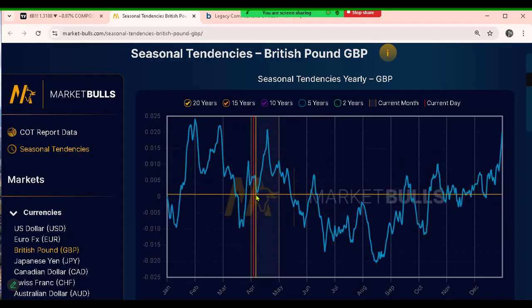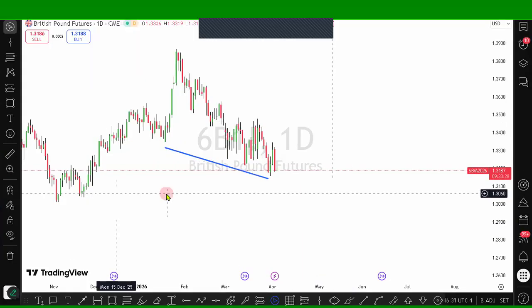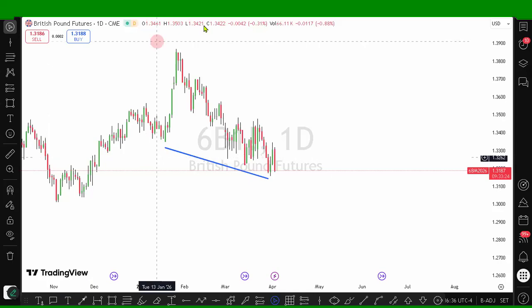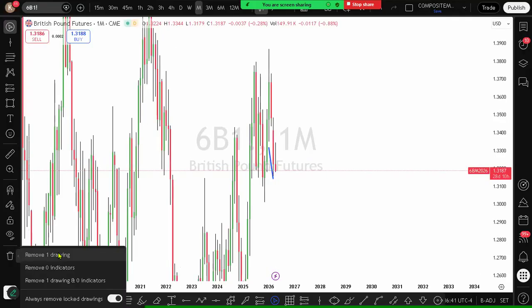So this seasonality might not be perfect, but what does that mean? It means that at least we're having the same idea of looking for a bull market. So from there, we go to the second step, which is the technical part. Now, on the technical part, in this case, let's look at the monthly time frame. We start with the monthly time frame.